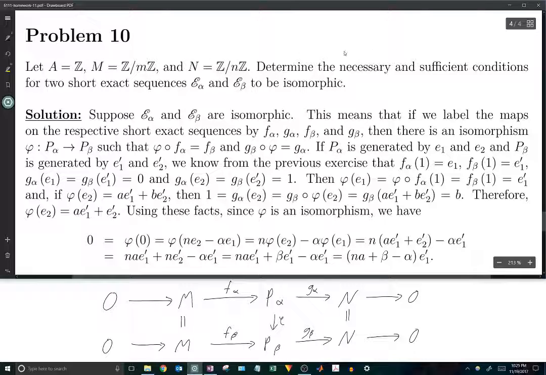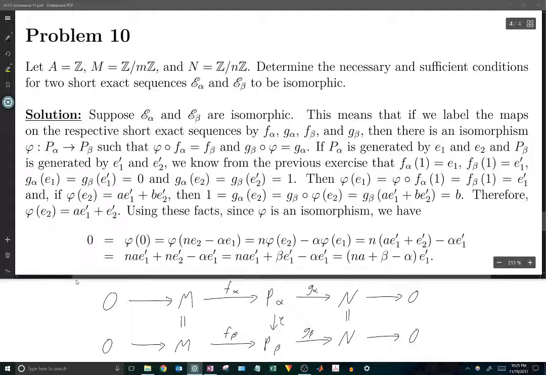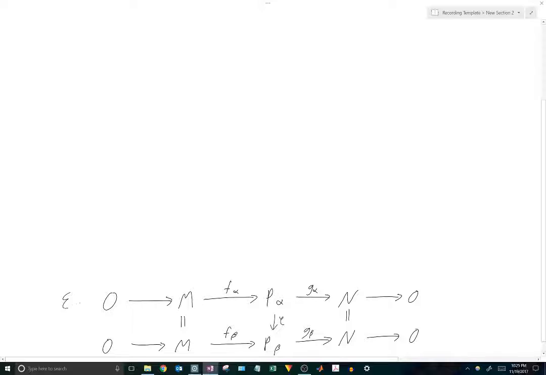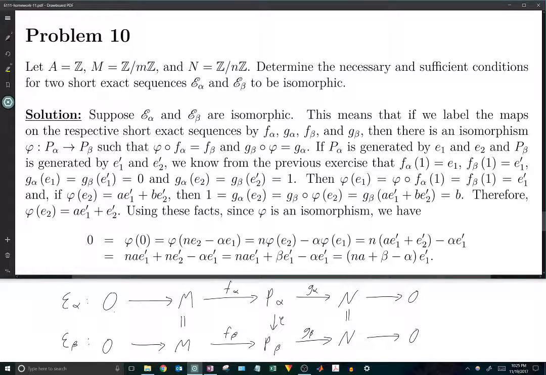Determine the necessary and sufficient conditions for two short exact sequences to be isomorphic. Of course, E alpha and E beta. So this is E alpha, this one is E beta. Okay, fine, I have to go back to here. E alpha, E beta. So those are the short exact sequences that we're dealing with.